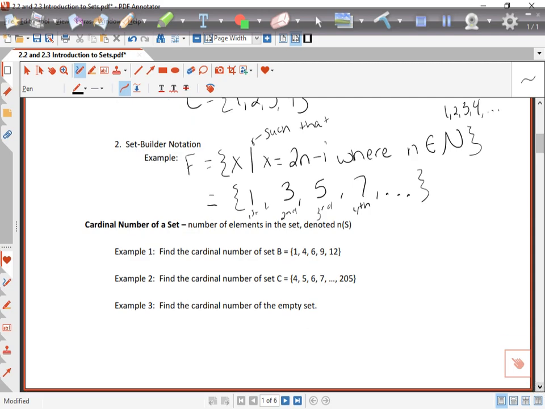The next thing is the cardinal number of a set, and all that is the number of elements in the set. So when we talked about the set with the alphabet, we said there are 26 elements, so the cardinal number would be 26.